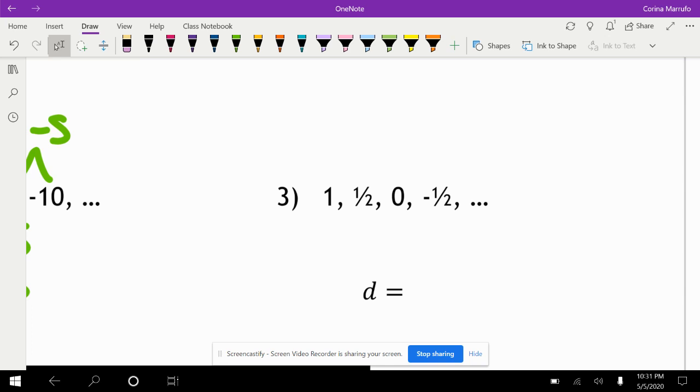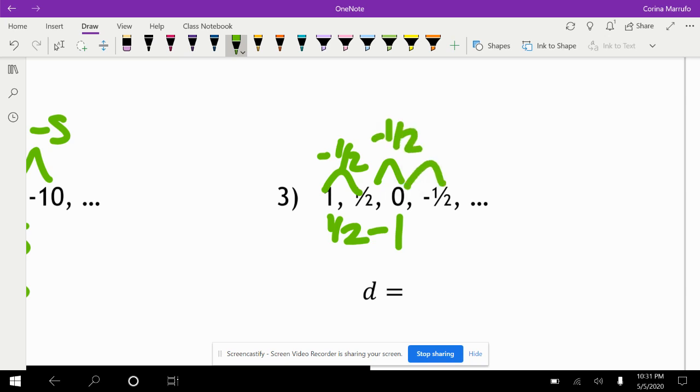And the last one. So to get from 1 to 1/2, you do 1/2 minus 1. And that gives you negative 1/2. So from 1 to 1/2, that means you have to subtract 1/2. 1/2 minus 1/2 gives you 0. 0 minus 1/2 gives you negative 1/2. So our common difference here is negative 1/2.